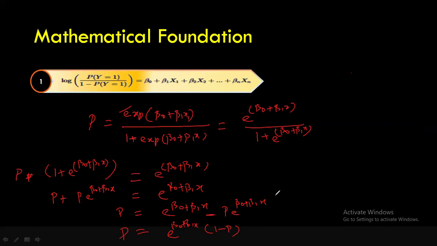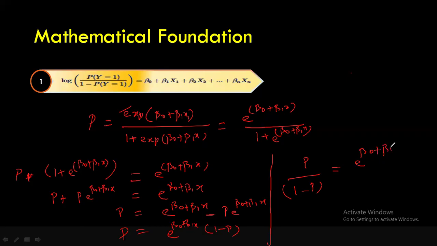Got it? So the next step is I just move the 1 minus p to the left side. What will happen? It will become a denominator, right? So p divided by 1 minus p. Okay, don't get confused. And then on the right side, we are left with e raised to the power beta naught plus beta 1x.